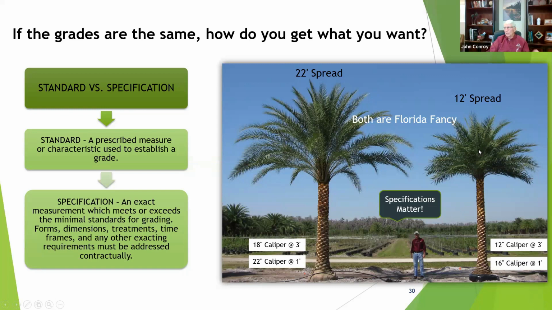But again, both of these trees are Florida fancies. And so if you want to have this tree versus this tree, or the other tree versus the larger one on the left, the way to get there is to provide those dimensional requirements that again are contractual to whoever's going to be providing the tree for you.